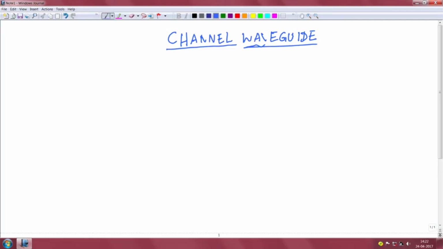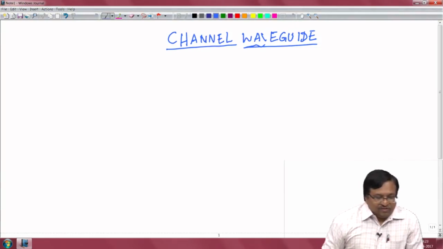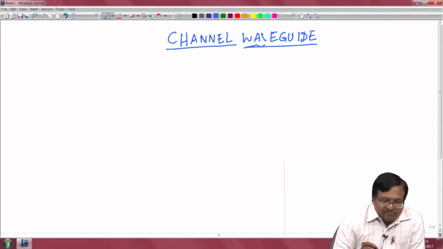So, channel waveguides are the main elements of integrated optical circuits, which can be used to connect different components, and also they can be used to make many devices.